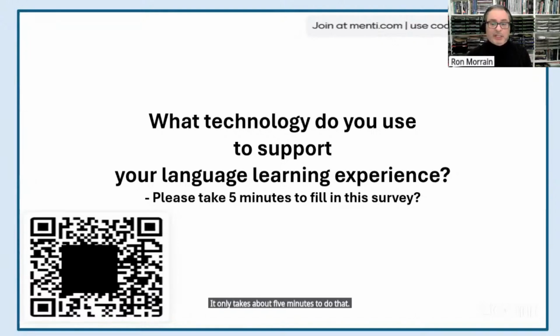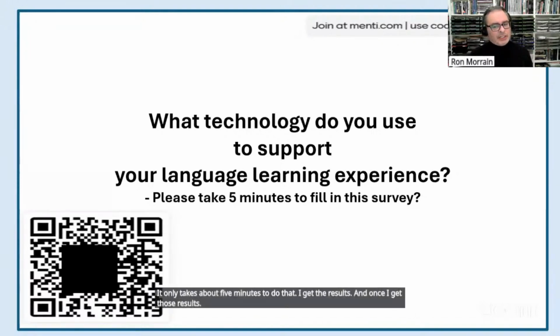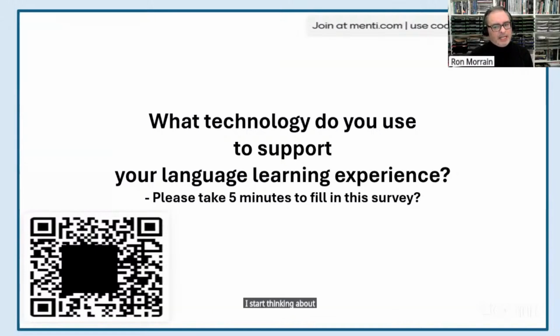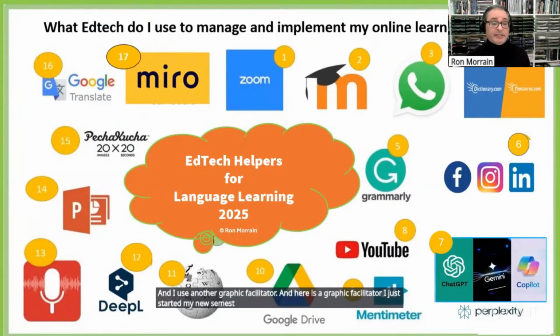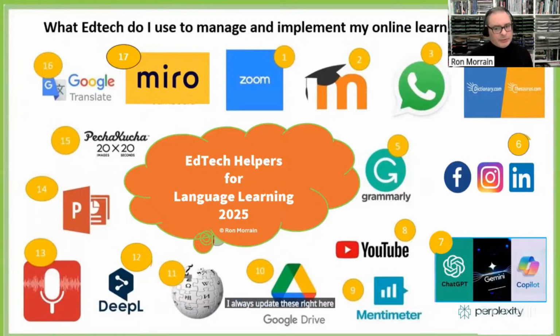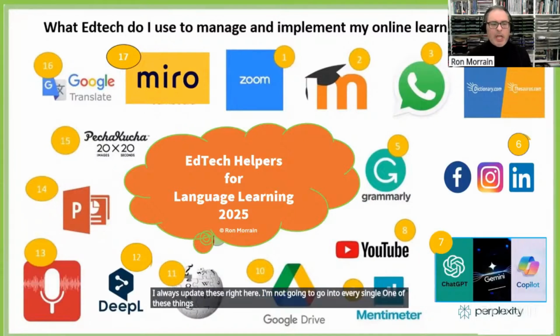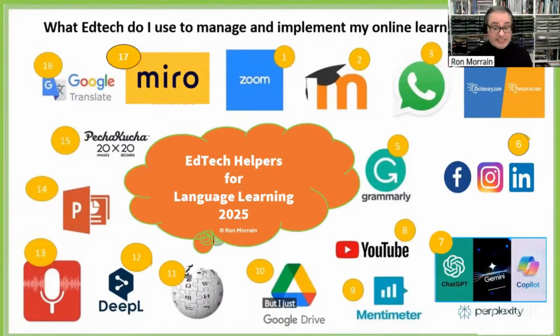I get the results. And once I get those results, I start thinking about how I'm going to put that class together. And I use another graphic facilitator. And here is the graphic facilitator. I just started my new semesters this year, and I always update these right here. I'm not going to go into every single one of these things, not right now, but I just want to say I send that to them.